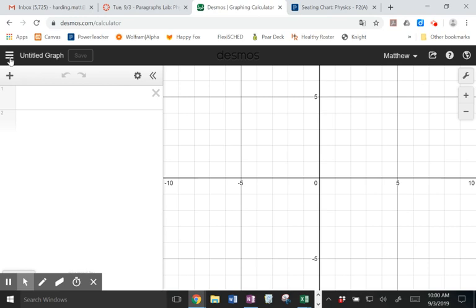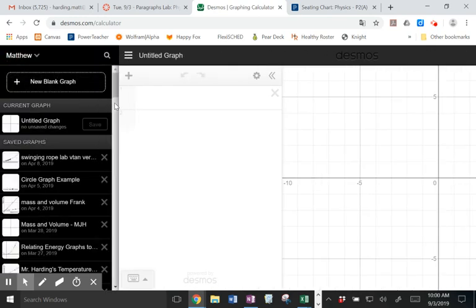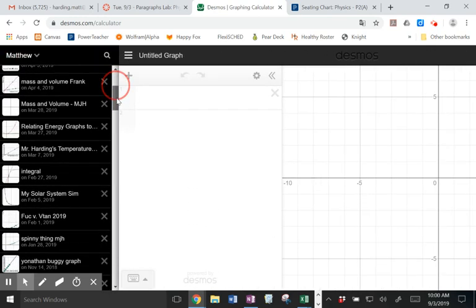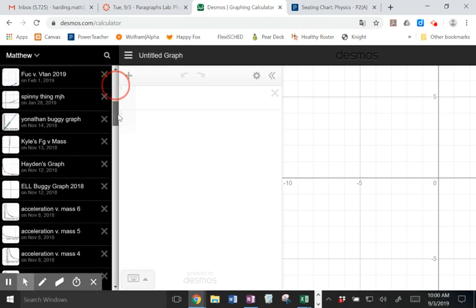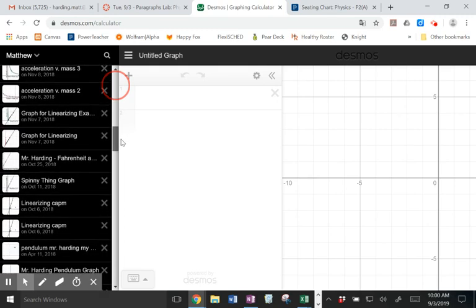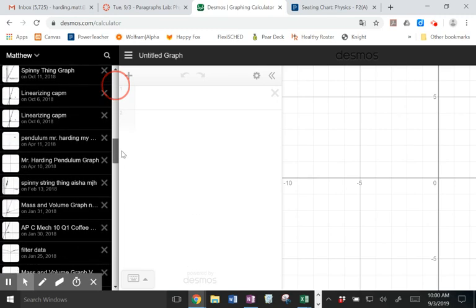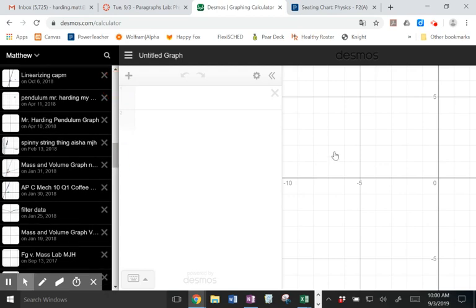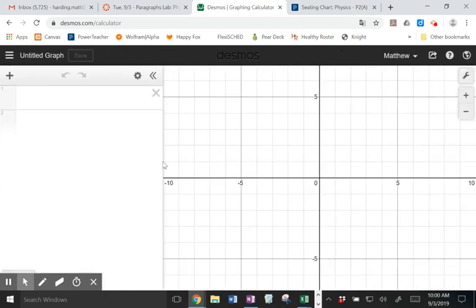And I might have this in here. Let's see, right? So I click on those 3 stripes, and I have most of my graphs saved over there. Do I have it from last year? I do not. That's sad. So I'm going to have to input some data, okay?